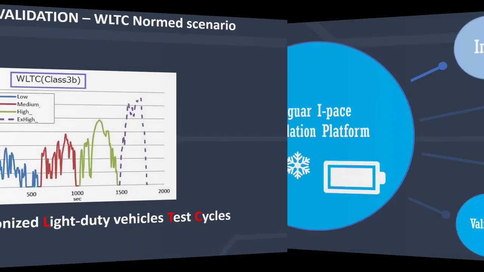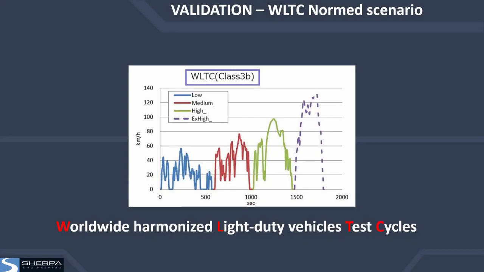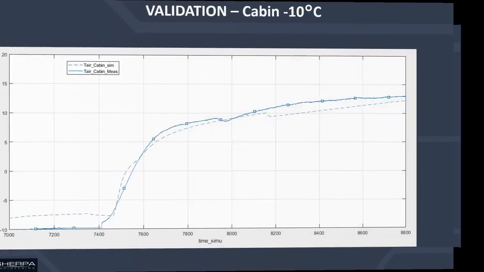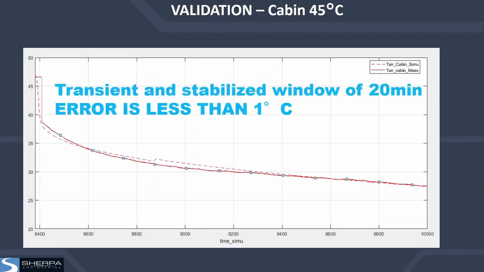Validation was carried out using standard WLTC 4-hour tests with various environmental conditions, ranging from -10 to 45 degrees. For each single one of these, similar levels of accuracy were achieved for all scenarios regarding battery cooling system and cabin temperature. We can provide three different types of services regarding this platform.